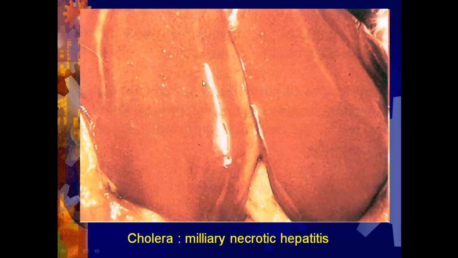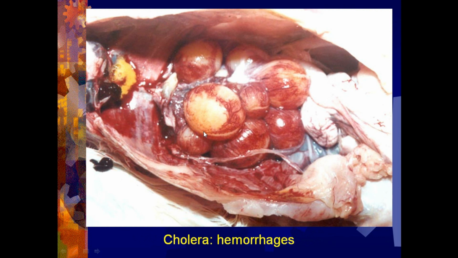This one here, miliary necrotic hepatitis, pinpoint necrotic foci all over the liver. Hemorrhages in the ovaries. This is also a common finding in the case of Pasteurellosis, in particular acute Pasteurellosis.